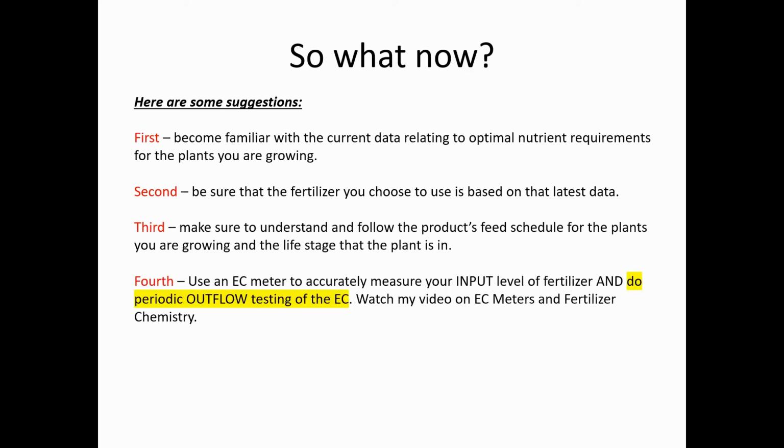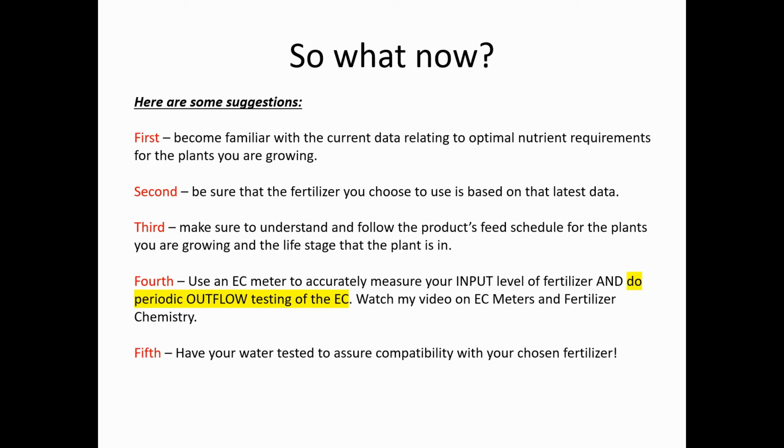Here's a big one that I talk over and over and over about. Use an EC meter to accurately measure your input level of fertilizer and do periodic outflow testing of the EC. I cannot emphasize the importance of this. And if you have questions, you can watch my video on EC meters and fertilizer chemistry.